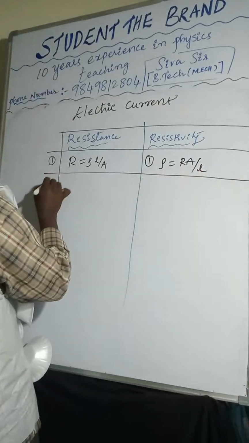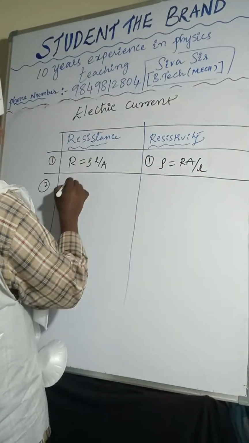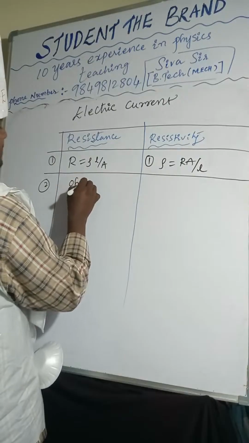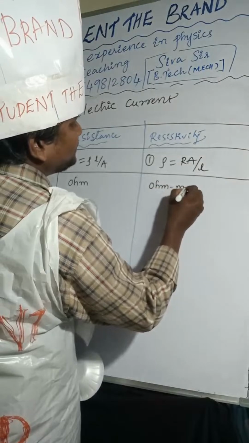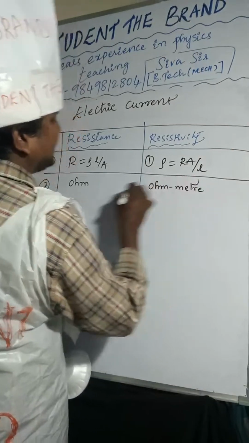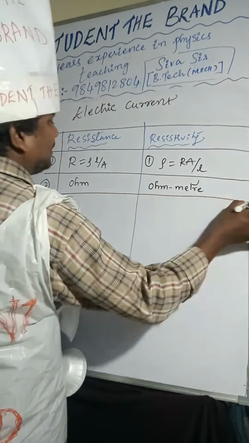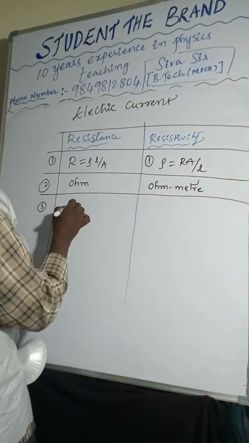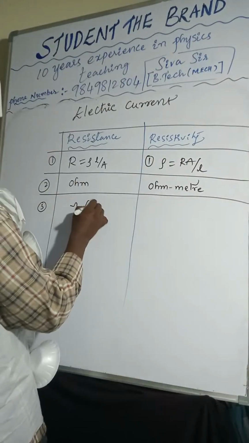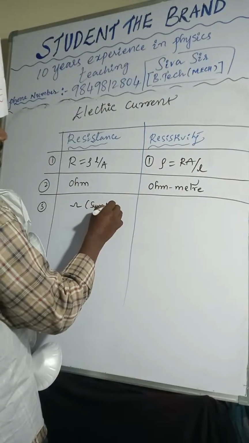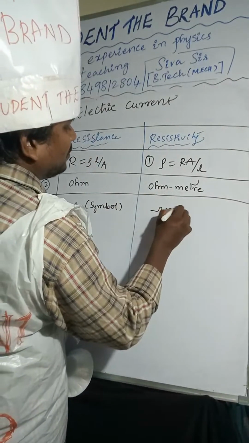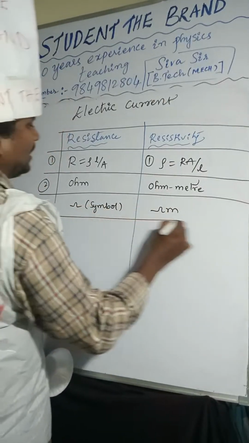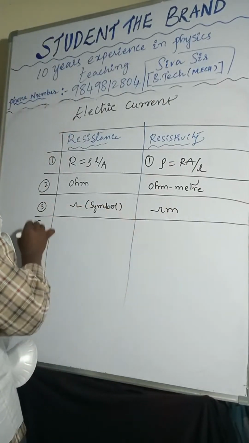Coming to the second point: the SI unit of resistance is ohm, and the SI unit of resistivity is ohm meter. Coming to the third point, the symbol. This is the symbol for the SI unit of resistance, and ohm meter has its own symbol too. I am considering the fourth one.